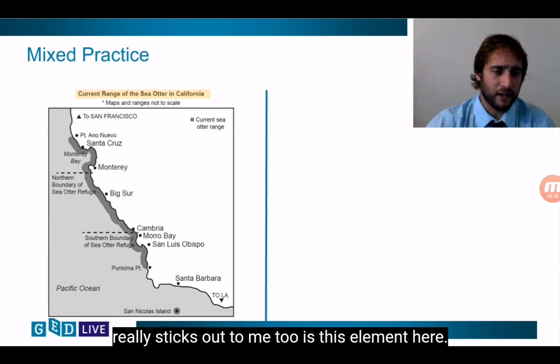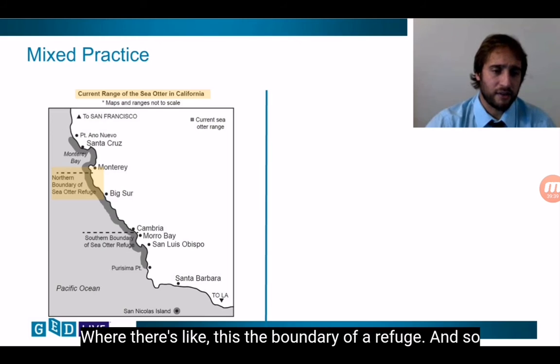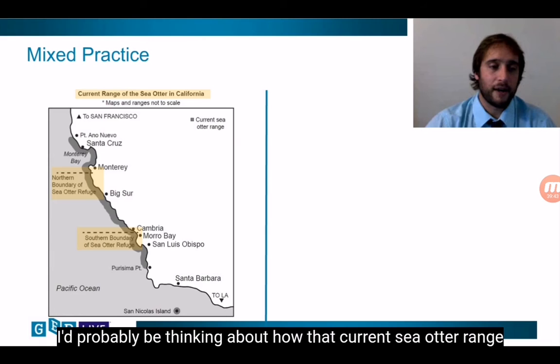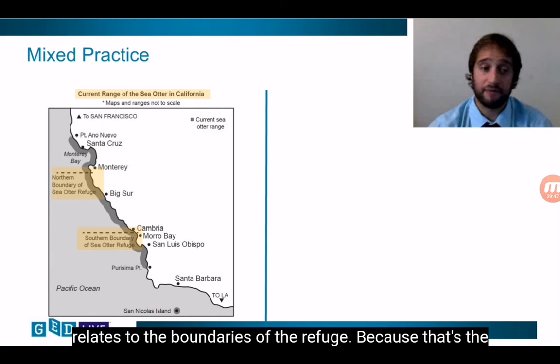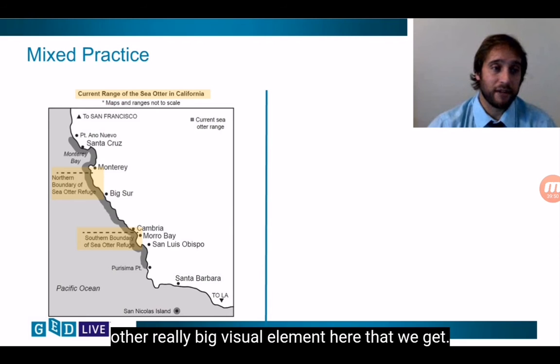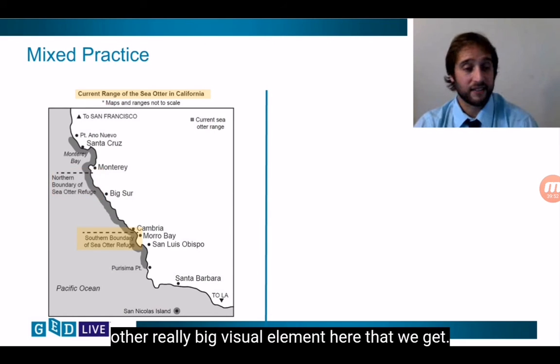The other thing I would draw your attention to is that what really sticks out to me too is this element here, where there's the boundary of a refuge. And so I'd probably be thinking about how that current sea otter range relates to the boundaries of the refuge, right? Because that's the other really big visual element here that we get.